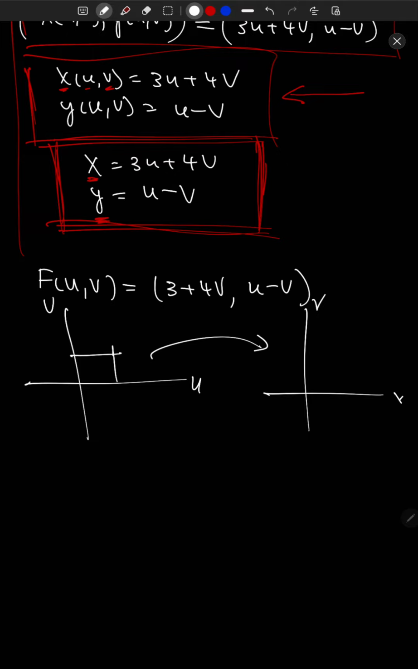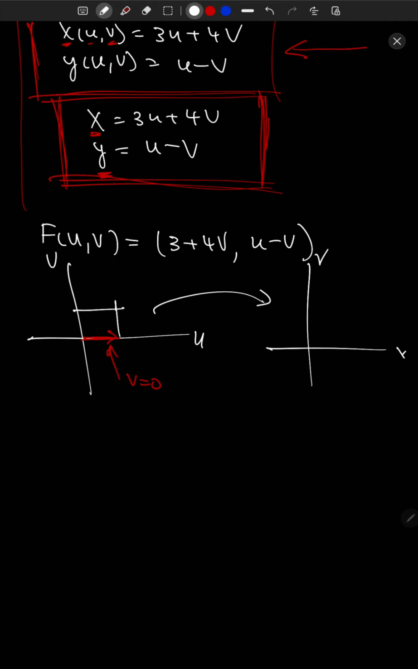Let's do this one in a very simplistic and naive way, just a very brute-force way. This line right there represents points where u is moving, but v is constant, so v is equal to 0. Well, what object does it go to on the right-hand side? In other words, if I plug in points here, here, here, and so on, where do they end up on the right-hand side?